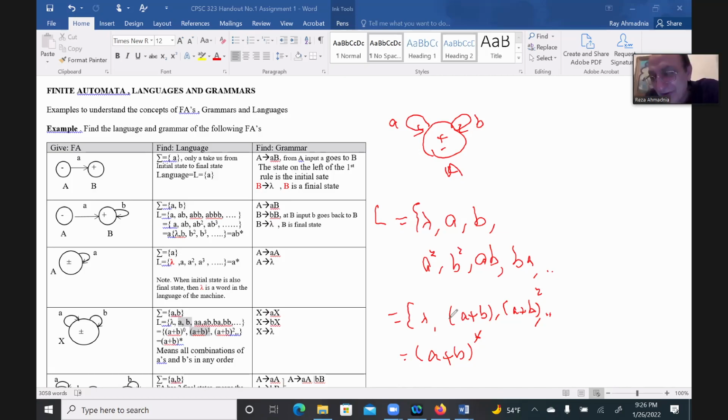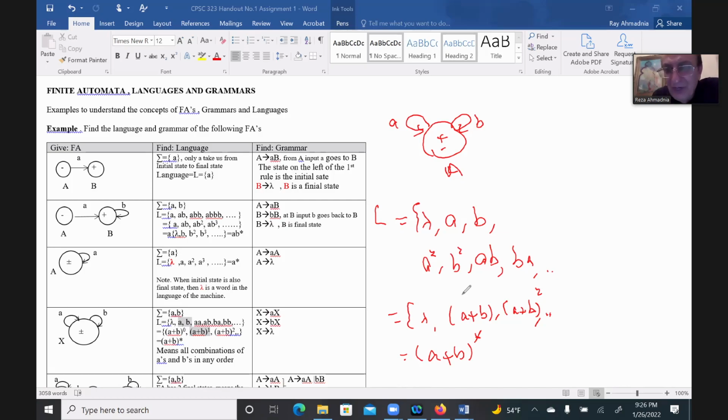A or B star. And it makes sense. I can go through this loop only, or this loop only. It means all powers of A, all powers of B. I can switch back and forth. So any combination of A's and B's is in the language here. And that is A or B star.